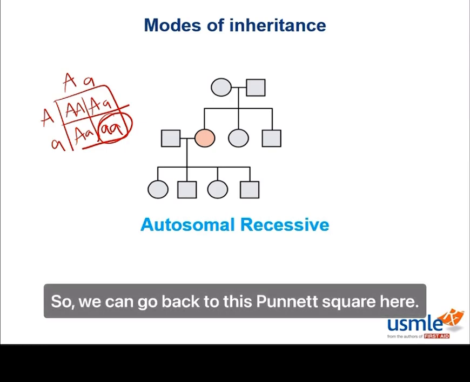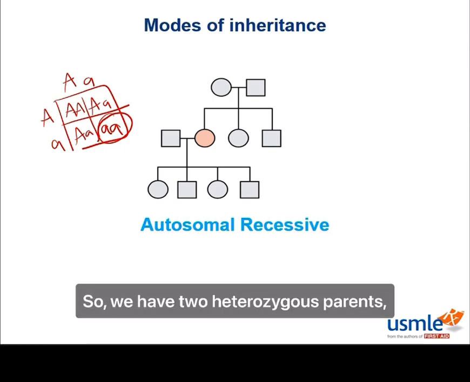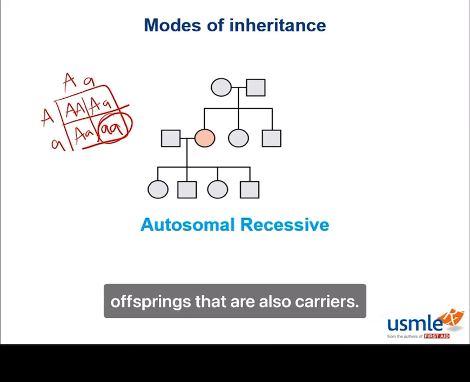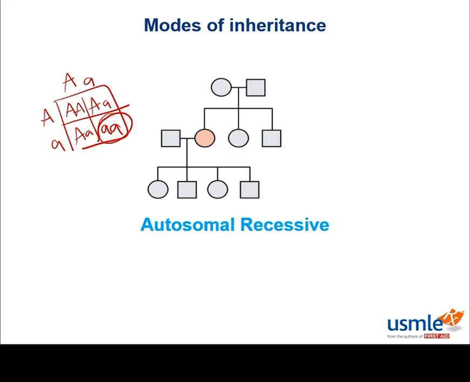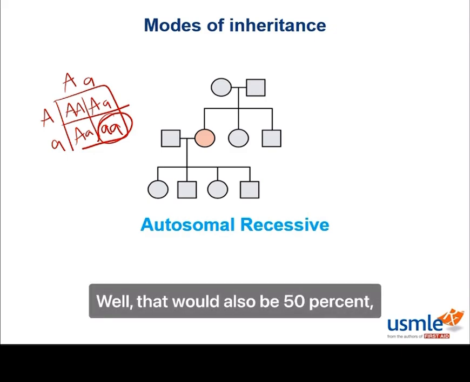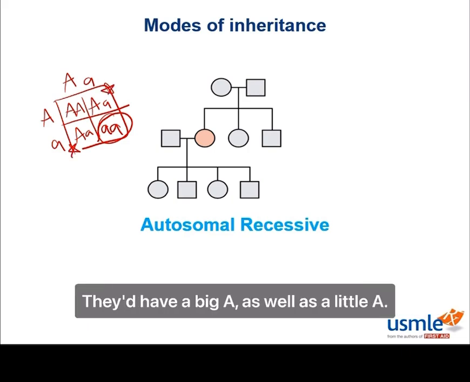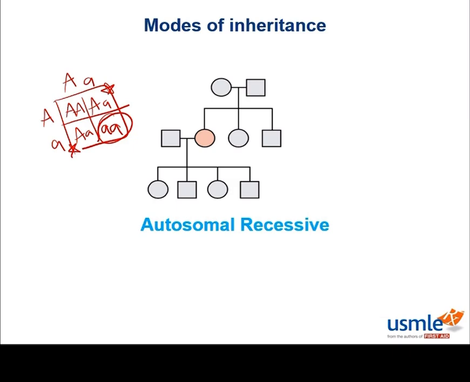So what's the probability that the offspring of two heterozygous parents is also a carrier? So we could go back to this Punnett square here. We have two heterozygous parents, and we're looking at the chances of having offspring that are also carriers. Well, that would also be 50%, which again you could see here, this offspring and this offspring would both be carriers. They'd have a big A as well as a little a.